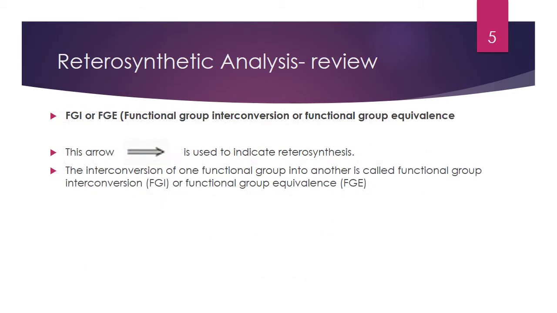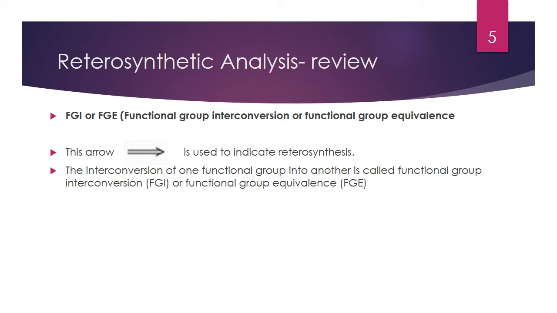The next term used in retrosynthesis is FGI or FGE. FGI stands for functional group interconversion, and FGE stands for functional group equivalence. So both mean the same. Whenever you carry out retrosynthesis, this arrow is used. So whenever you see this arrow, it means this is retrosynthesis. The interconversion of one functional group to another is called functional group interconversion or functional group equivalence.